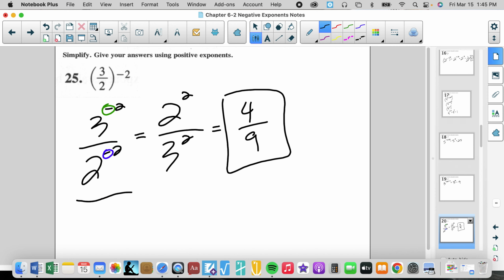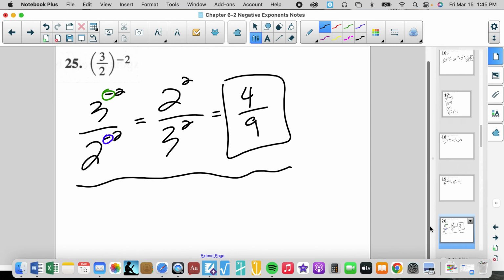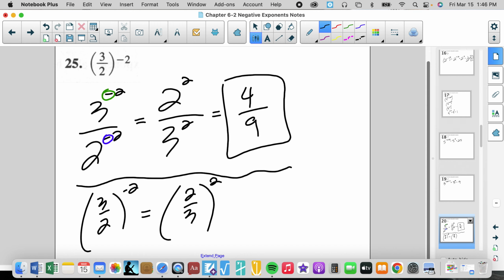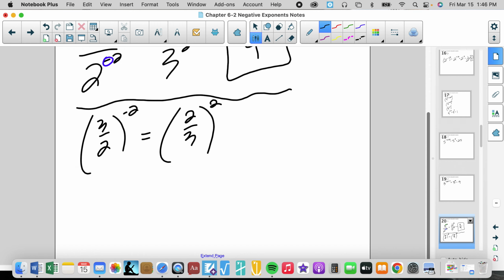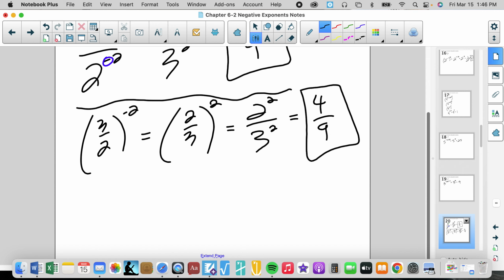The other way to do this is you can get rid of the negative exponent first. So we can change it from a negative to a positive exponent by taking the reciprocal. And then we can distribute that out to each of the terms, and we get 4 over 9. Either way is okay.